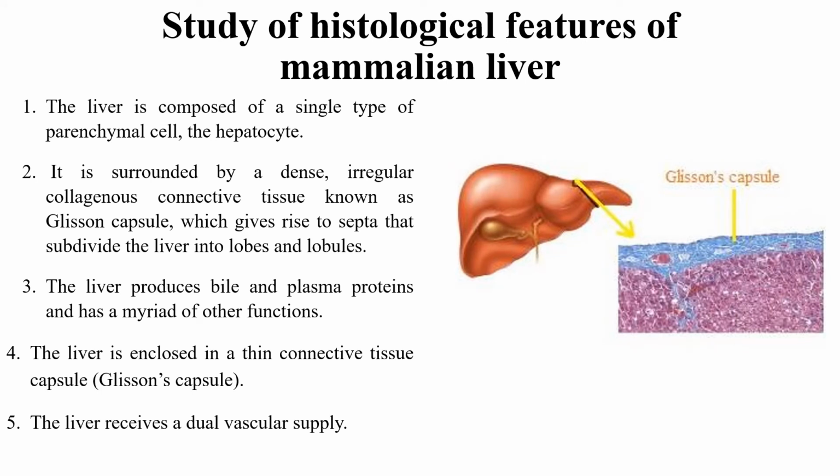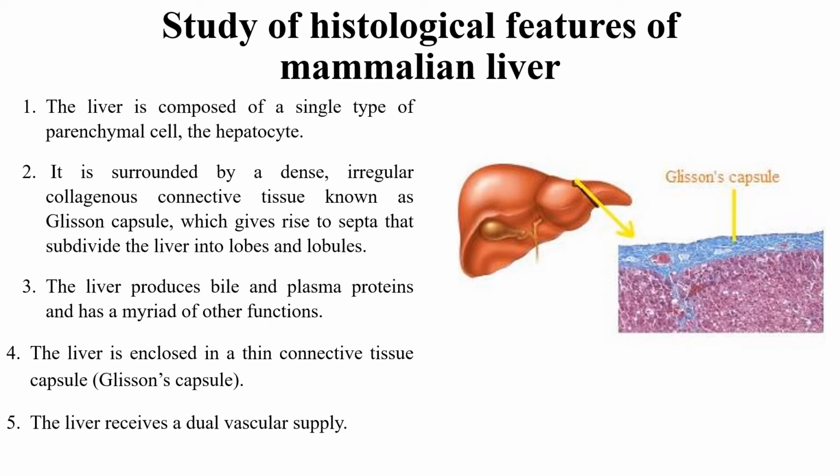In this session, we shall consider the study of histological features of mammalian liver. The mammalian liver is composed of a single type of parenchymal cells called hepatocytes. The liver cells are called hepatocytes.